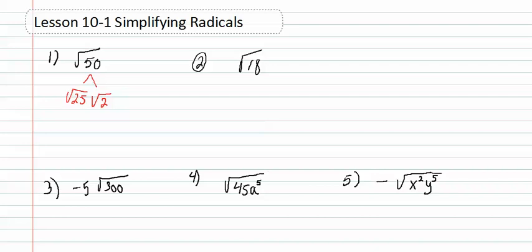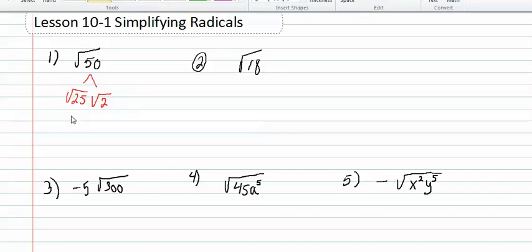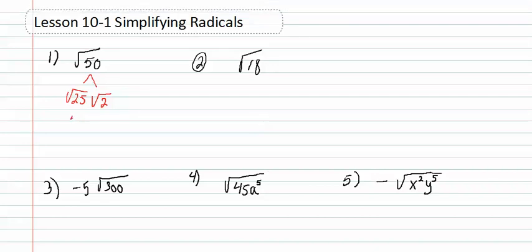So now I have, what's the square root of 25? It's 5. What's the square root of 2? Without a calculator, I don't know. So that's my answer, 5 square root of 2.